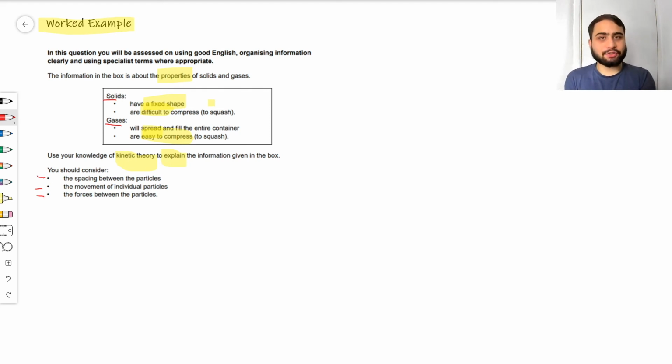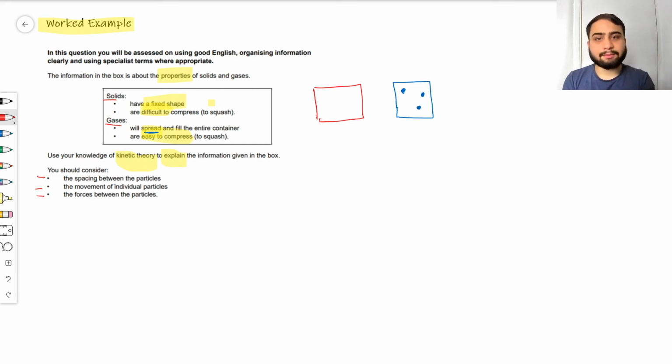Right, so straight away, let's just draw a box here to represent the particles within both solids and gases. So I already have my gases pen, so let's do that first. Now we know that in gases, the particles are very spread out, right? And it actually tells us right here, the particles will spread and fill the entire container. So I have some spread out particles right here.